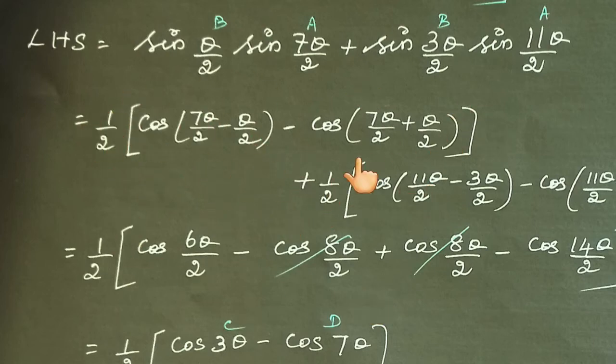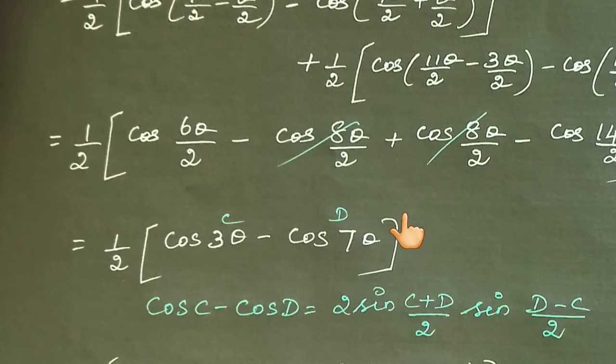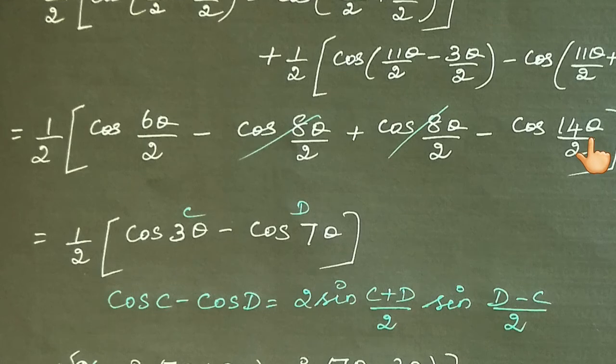See, in this term and the first term, half is contained, and in the second term also half is contained. Okay, cos of 11 theta minus 3 theta is 8 theta divided by 2, minus cos of 11 theta plus 3 theta is 14 theta divided by 2. Now inside the bracket there are 4 terms. You can see that minus cos 8 theta by 2 plus cos 8 theta by 2 are the same term but opposite in sign, so cancel it. Next, 6 theta by 2 becomes 3 theta, and here 14 theta divided by 2 becomes 7 theta. Half of cos 3 theta minus cos 7 theta.